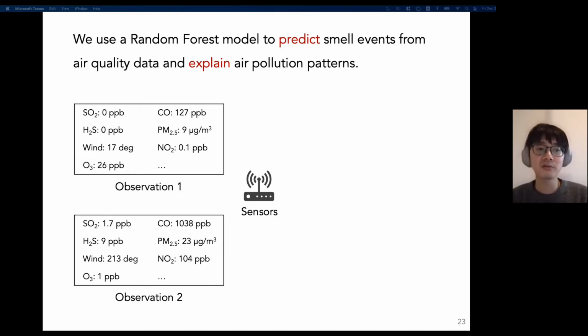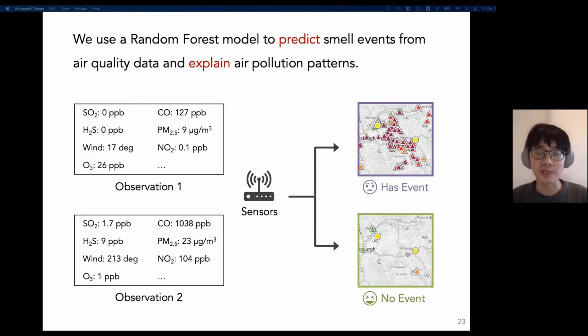We take a lot of observations from the sensor monitoring stations. These are the sulfur dioxide readings, hydrogen sulfide readings, wind speed, wind direction, or the pollutions, and then we put them all together into the model. And then the output is we predict if there's a smell event in the future or not. By looking at the current data or the previous data that we have, we can train a model to do this kind of prediction. So we can predict whether in the next few hours there will be a lot of smell events, like a lot of people will report smell, or there will be no events.